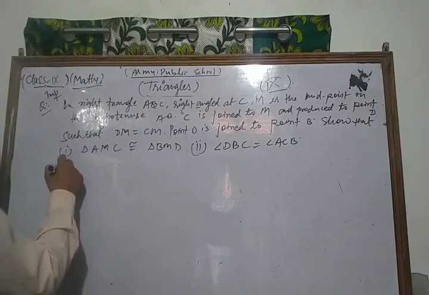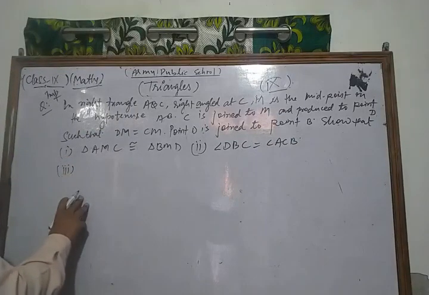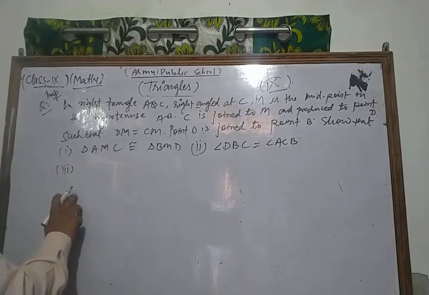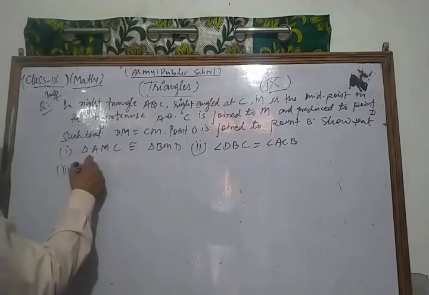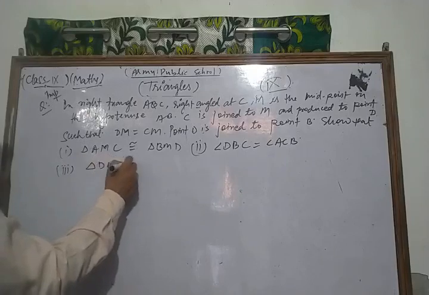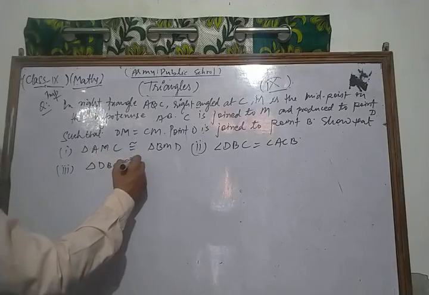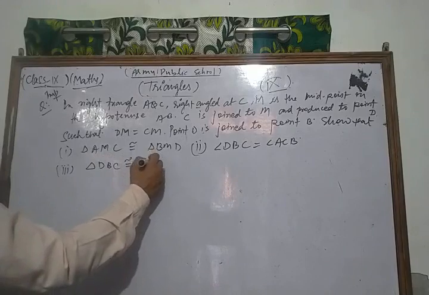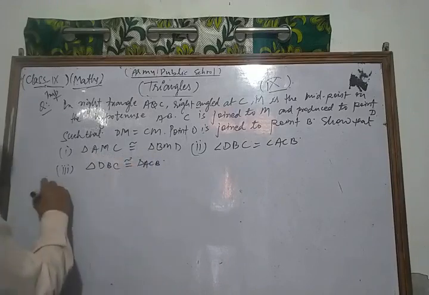Third one is what? The third one: show that triangle DBC is congruent to triangle ACB. Now let's see its solution.